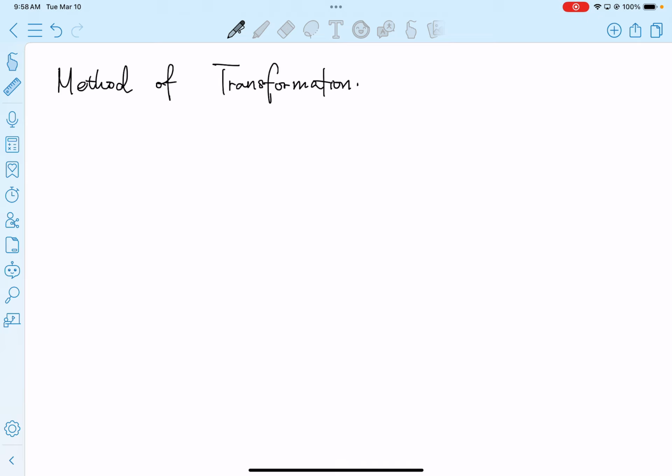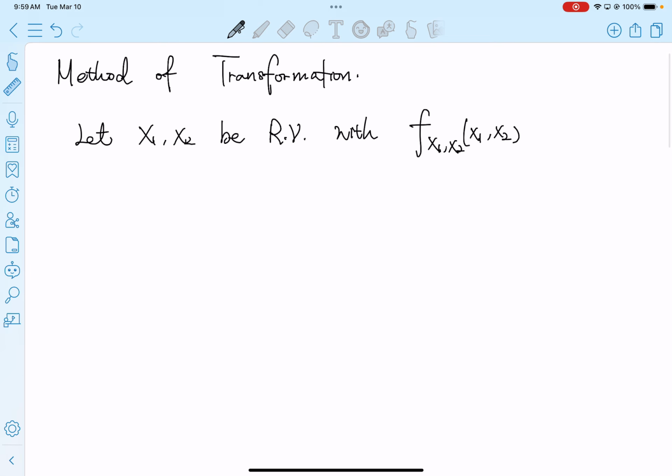Okay, so the method of transformation is for handling the problem where we have two random variables x1 and x2, and x1 and x2 have a joint probability density function f(x1, x2). The joint can be obtained in multiple ways.